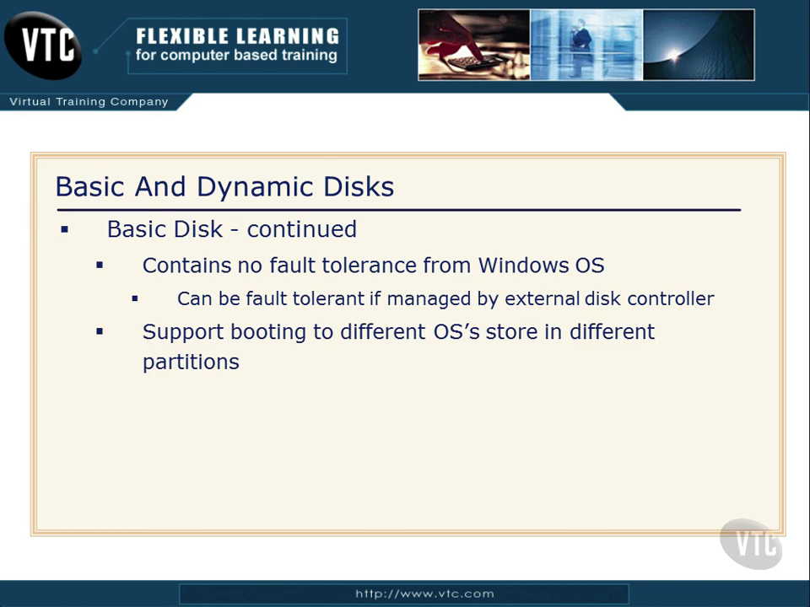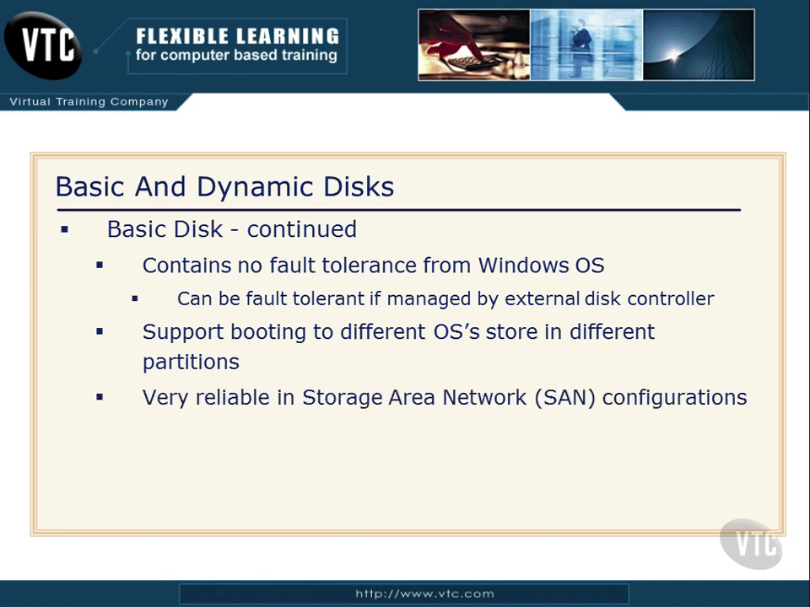Now, a basic disk does support booting to different operating systems that you store in different partitions. So let's say I want to put Windows Server 2003 in one partition and Windows Server 2012 in another one, and when I boot the machine up, I get a choice, what's called a boot menu. We can do that with a basic disk. A basic disk is also very reliable in storage area network or SAN configurations. And again, let me back up here. Microsoft is not going to ask you a lot of technical questions about using storage area networks. You could see them mentioned, but you don't have to be a SAN expert to pass this exam.